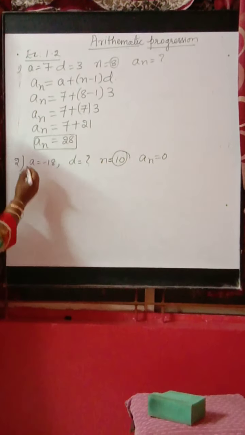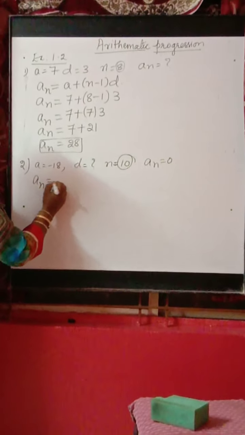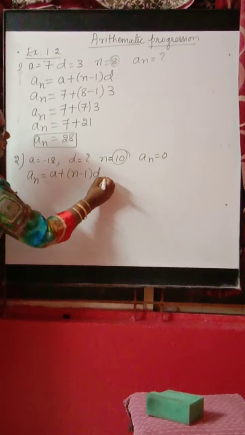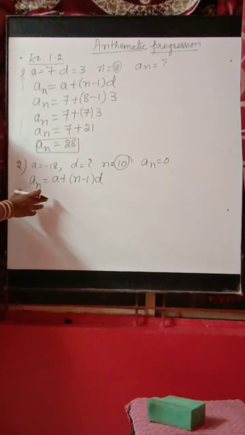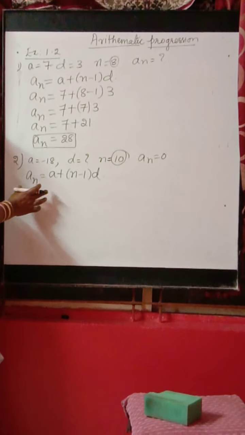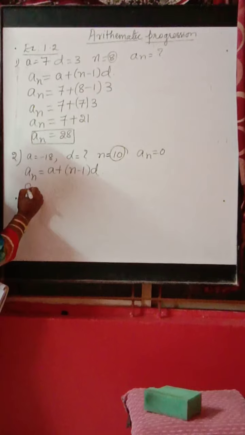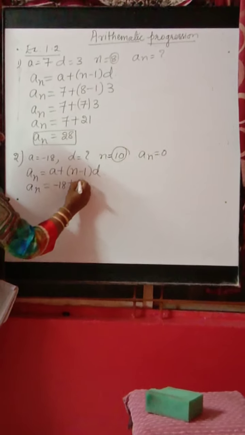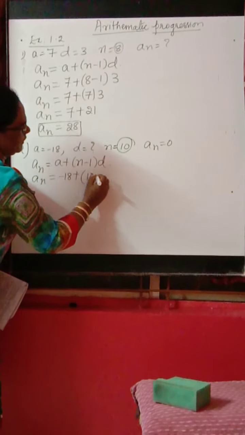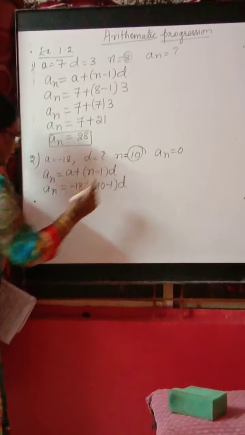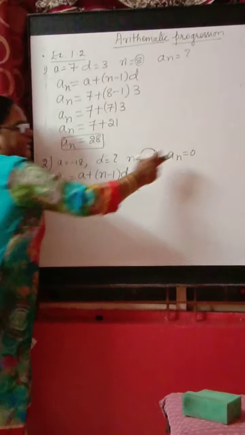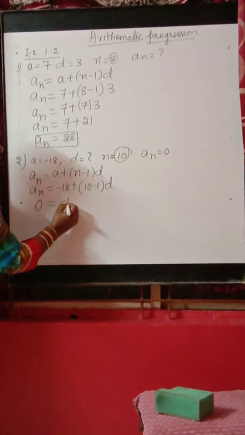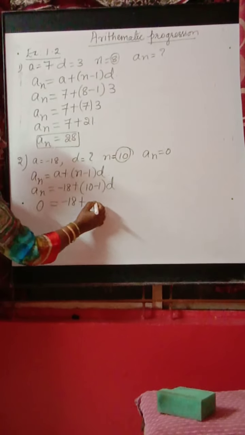So, use the same formula. AN is equal to A plus N minus 1 into D. Is this visible for all of you? I think so. This is visible for you clearly. AN is equal to A means minus 18, plus N means 10 minus 1, into, we don't know the value of D. But we know the value of AN. AN is given. You can substitute the value. 0 is equal to minus 18 plus 9D.